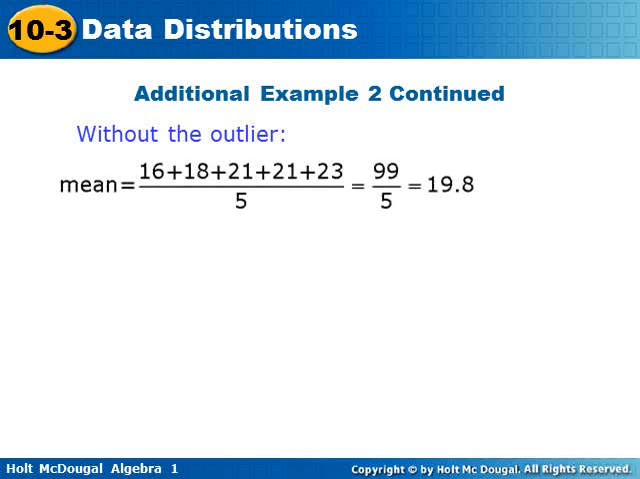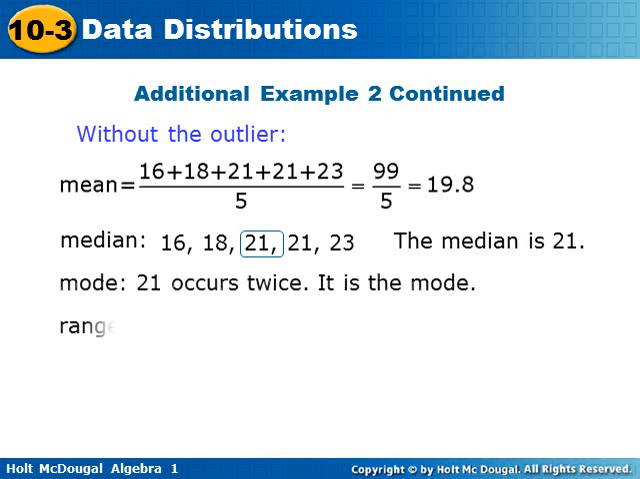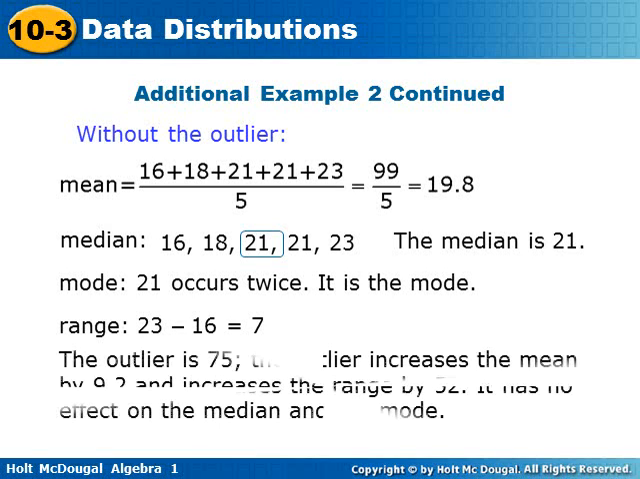Without the outlier included in the data set, the mean is 19.8. The median is still 21. The mode, 21 occurs twice. The range now is only 7. The outlier is 75. The outlier increases the mean by 9.2 and increases the range by 52. It has no effect on the median or the mode.